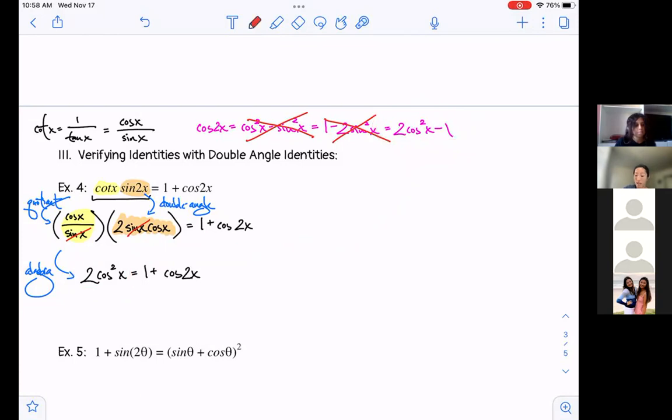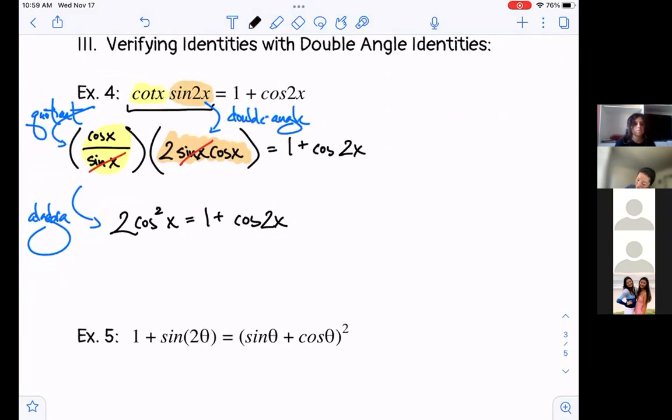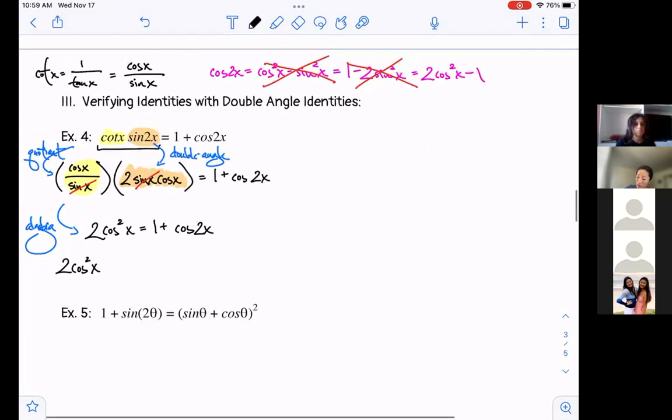So here is a way that we can make them match, okay? 2 cosine squared x minus 1. I want to make it match up here, so I'm going to do -1. But I did something that changed that left-hand side. So now I'm going to do something that will make it the same again.